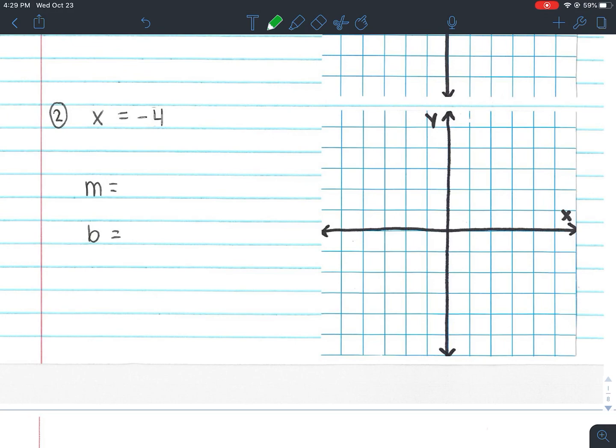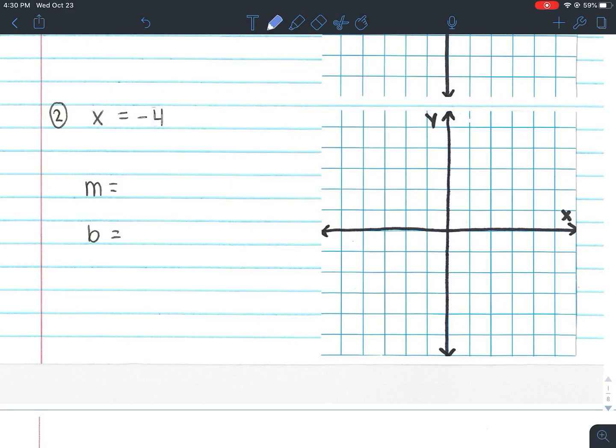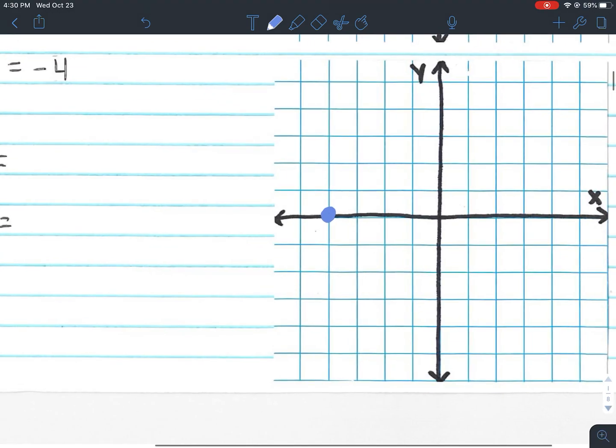Number 2, we have x equals a number. And anytime it's just a variable and a number, you have to think to yourself, okay, this is either going to be a horizontal line or a vertical line. So if this was like y = 3, then you would want to think the same thing. Now, because it says x equals, that indicates to me I need to look at my x-axis. And on my x-axis, I'm going to put a point at -4.